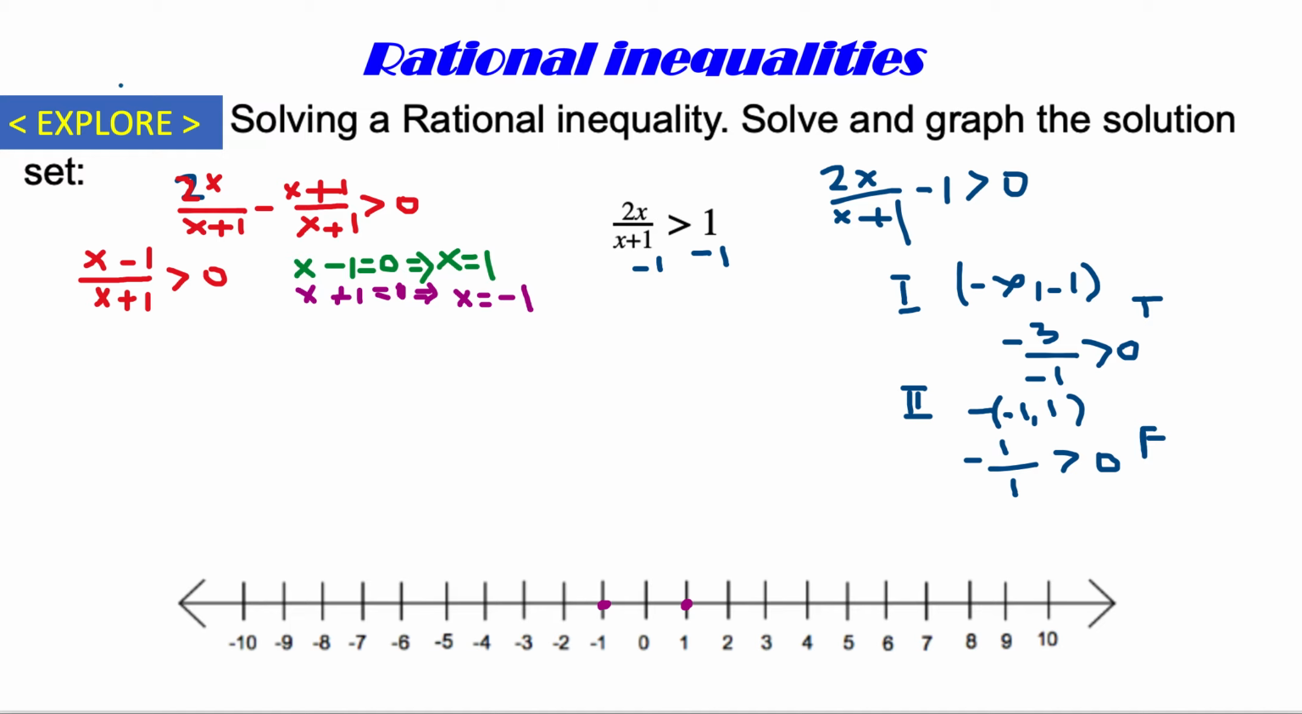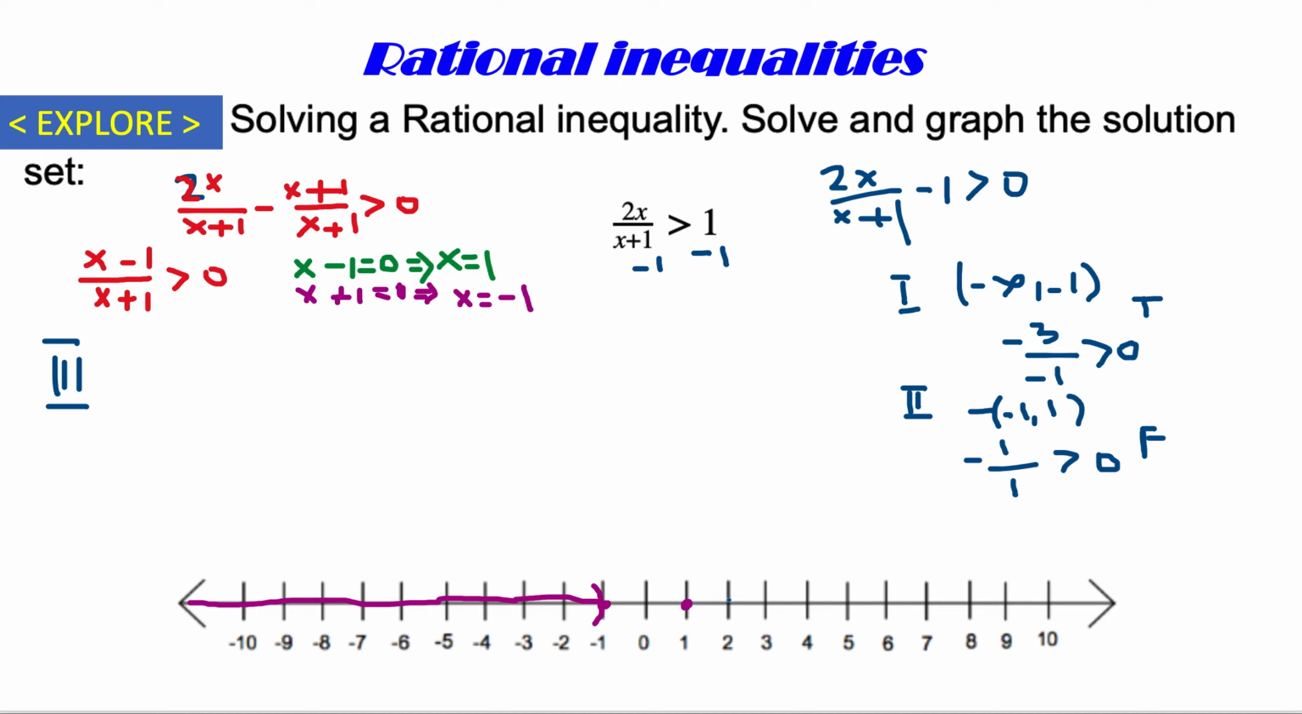So the solution is the interval from minus infinity to minus 1, but from minus 1 to 1 is not a solution. Now let me check from 1 to infinity. Is region 3 a solution or not? Let me write region 3 here, from 1 to infinity.